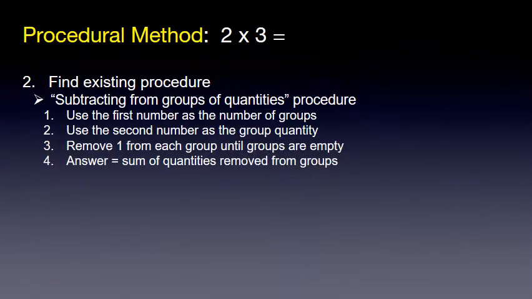Procedural method. 2 times 3 equals. Step number 2 is find an existing procedure. We're going to use the subtracting from groups of quantities procedure. Step number 1 is use the first number as the number of groups. 2, use the second number as the group quantity. 3, remove 1 from each group until the groups are empty. Number 4 is the answer equals the sum of quantities removed from all the groups.